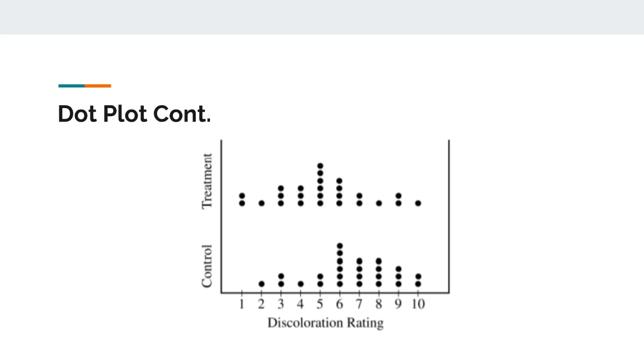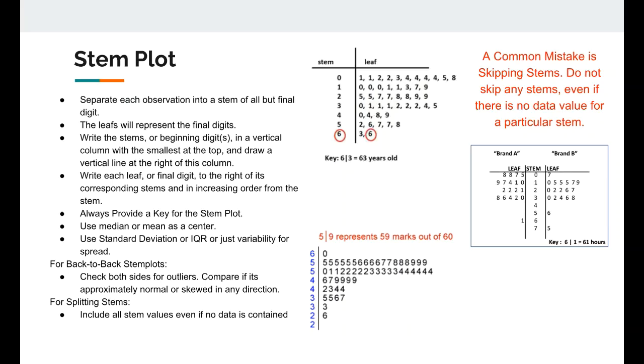In this dot plot, we can see the mean of the control is greater than the mean of the treatment. We can also see that control is skewed left while treatment is about symmetric. We can see there are no obvious outliers, and the standard deviation of control is less than that of the treatment.